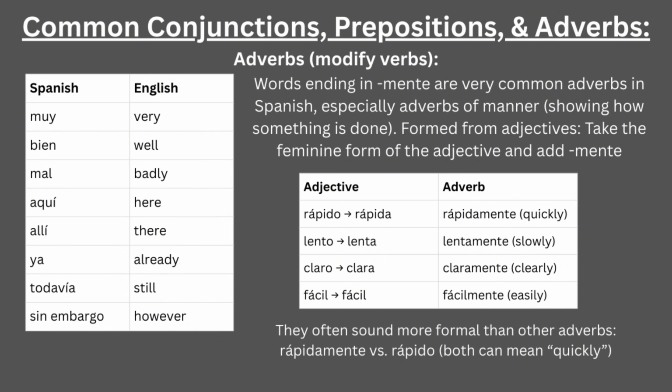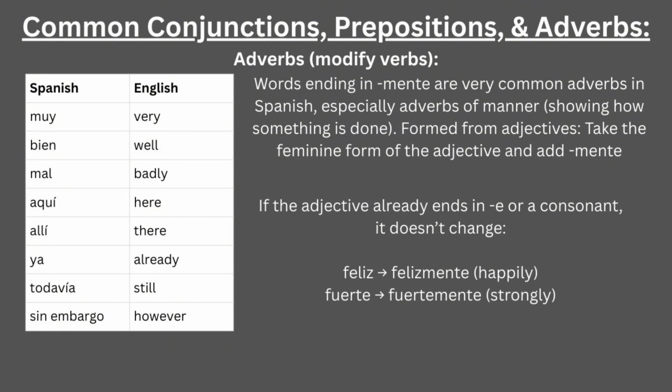Such adverbs are typically formed from adjectives, and they take the feminine form of the adjective and receive mente in the end, like rápido, rápida, lento, lenta, claro, clara. If an adjective already ends in e or a consonant, it doesn't change, like feliz, felizmente, fuerte, fuertemente. Think of the ending mente as ly in English, most of the time.